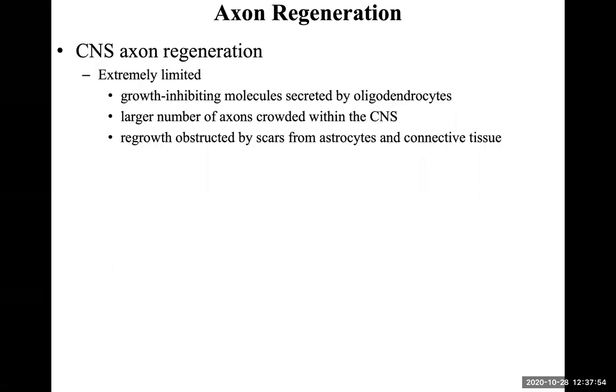Oh, well, here you go. I didn't even need to be that verbose because here that is right here. So again, that's kind of the take homes. Central nervous system axon regeneration is highly limited for the reasons I just discussed.